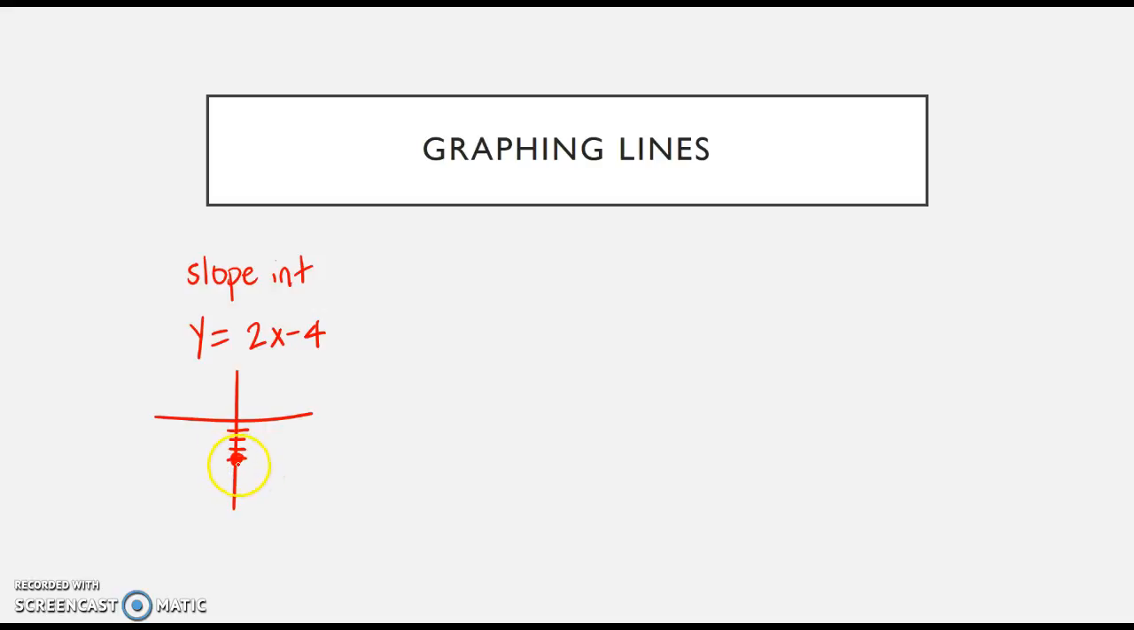Okay, once I have a point, I'm going to use my slope of 2 to go up 2 over 1. Up 2 over 1, and so on to get my line.